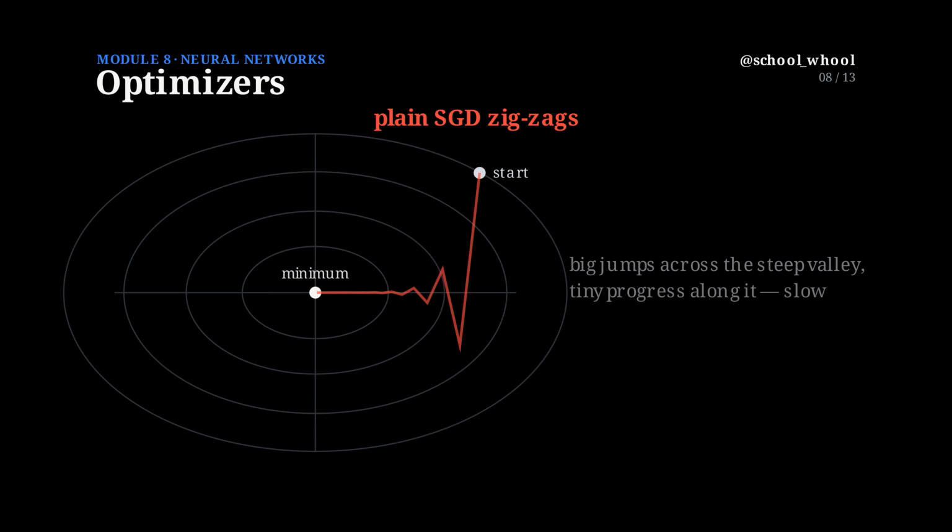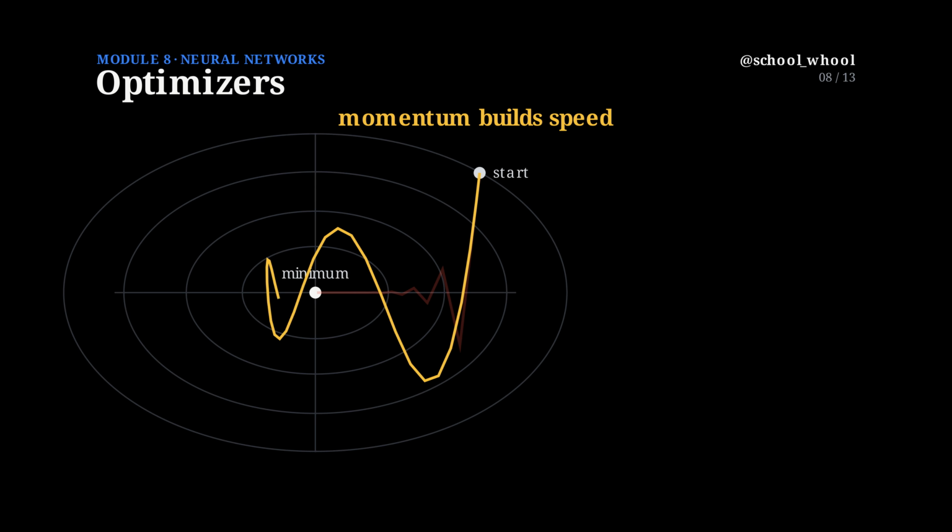Momentum adds memory. It keeps a running velocity, so consistent steps in the same direction build up speed, like a ball rolling downhill. That carries it quickly along the valley floor and cancels out much of the side-to-side bouncing.